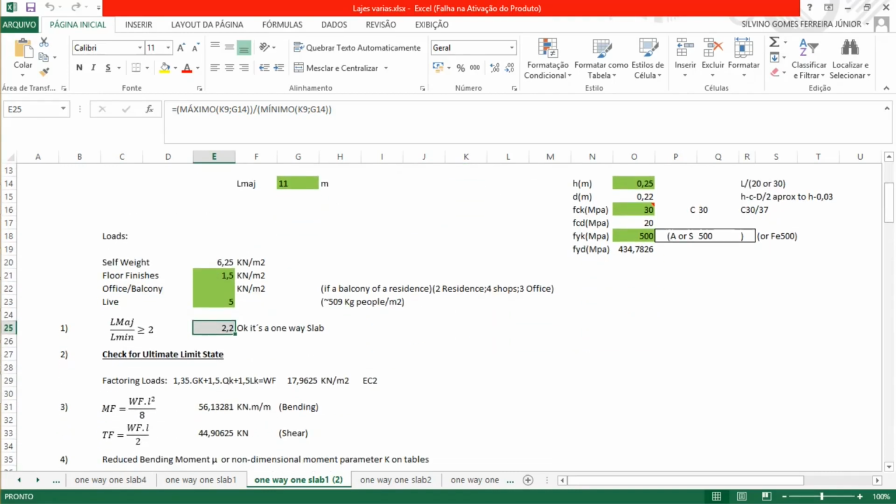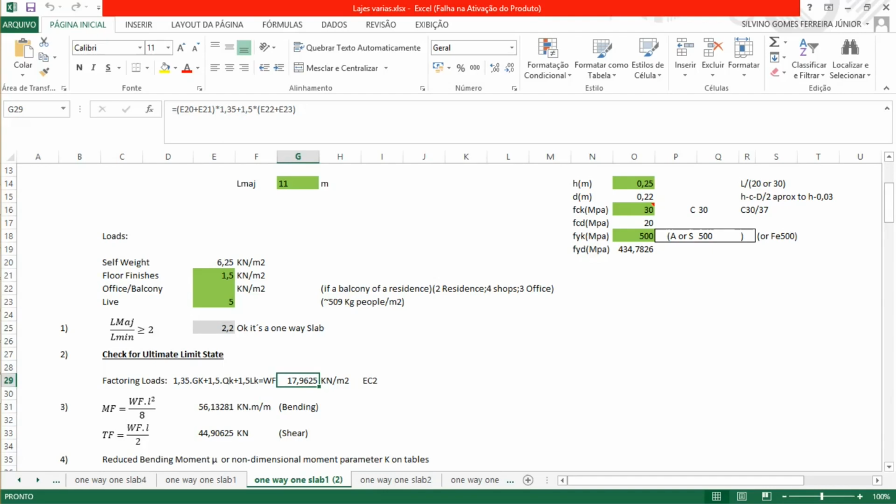To calculate this reinforcement, we have to check the ultimate limit state, that in the Eurocode is calculated by this equation, where we factor these loads: 1.35 multiplied by the permanent loads, that in this case is the 6.25 plus the 1.5, plus the variable load multiplied by 1.5, and we can consider the live load factor 1.5. So this will give us 17.96.